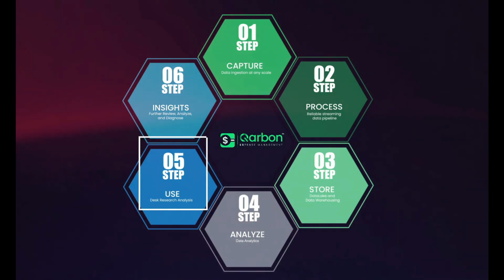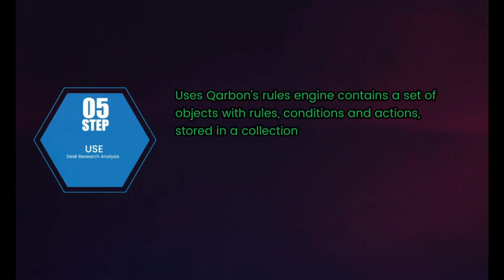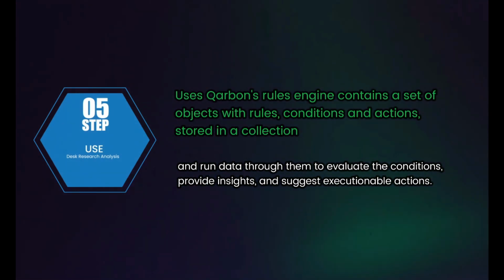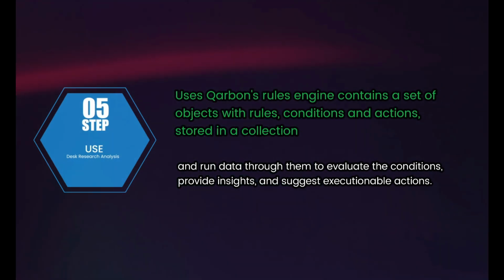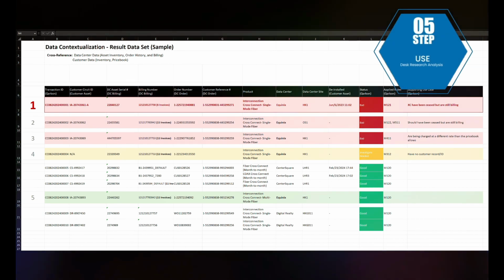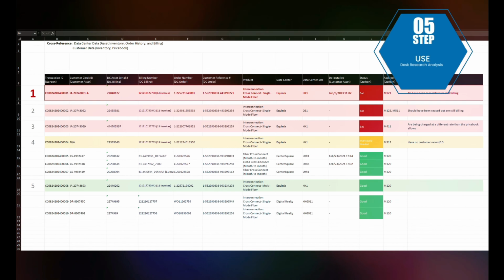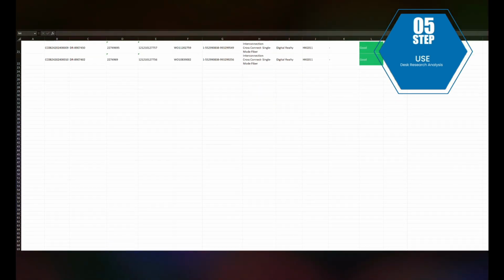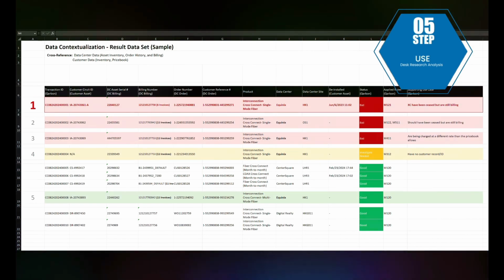In step 5, we look at data contextualization. In this step, Qarbon will build a set of objects with conditions and actions. These rules will be stored in a collection within the QarbonEX rule engine. We will run data through the engine to evaluate the conditions and execute on the actions. The end results, each asset diagnosis, will be categorized into 3 buckets. Green for good indicates that the charges are accurate and no discrepancies have been found.